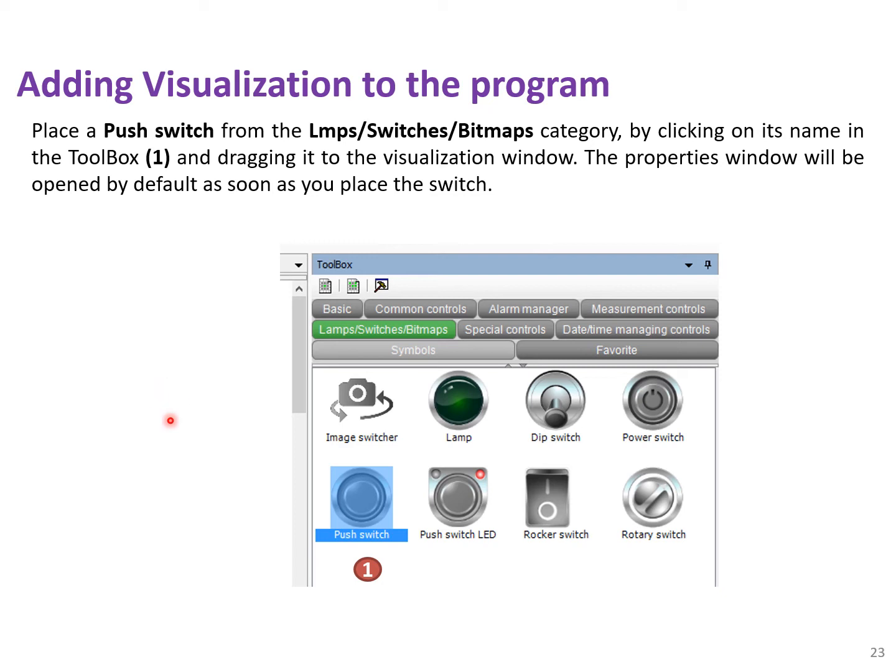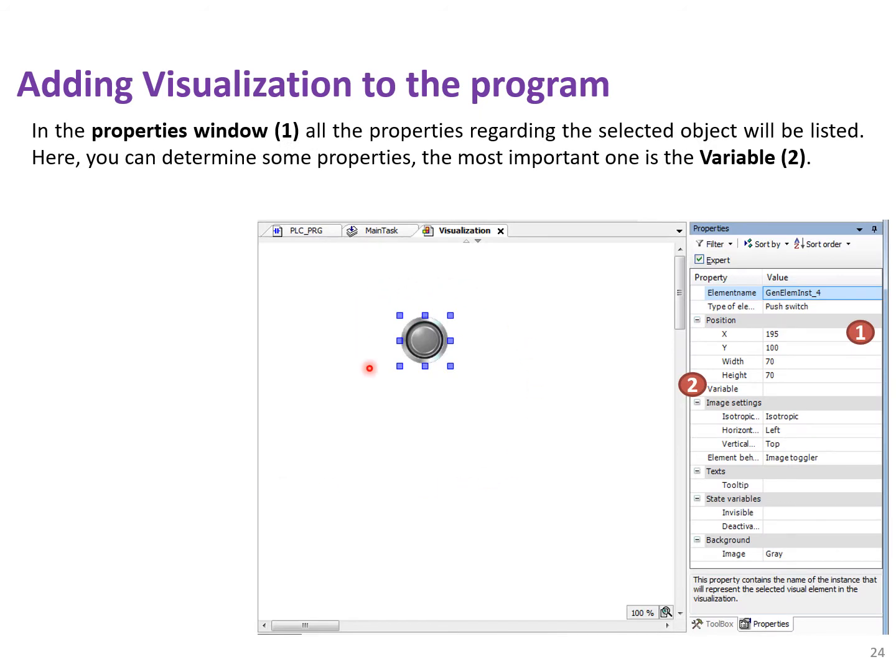Okay, now let's add push switches and basically make them start and stop push buttons. We just need to click on lamp switches and then push switch, drag it and drop it into our visualization window. Okay, so here we have our push button. Once you do so, you will see the properties window of this push button.